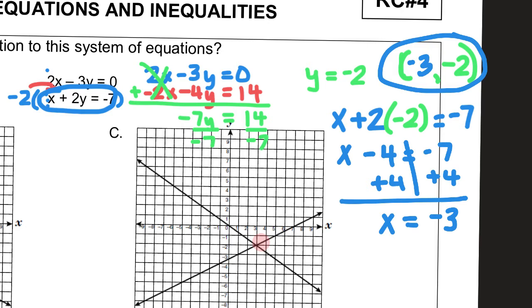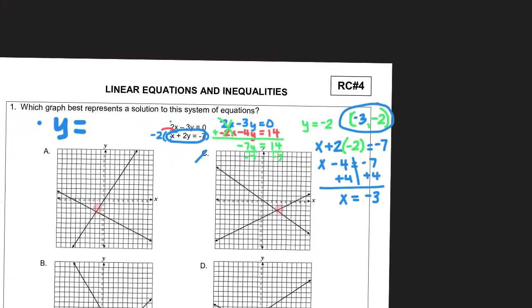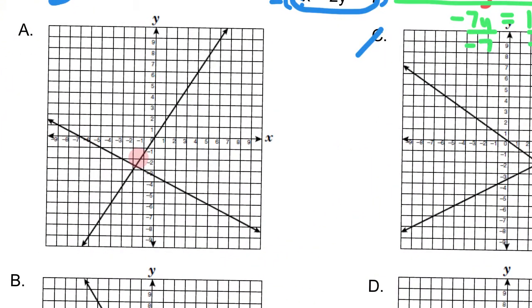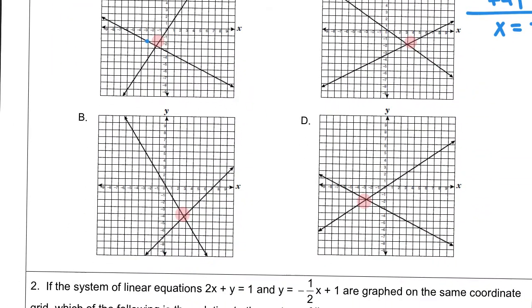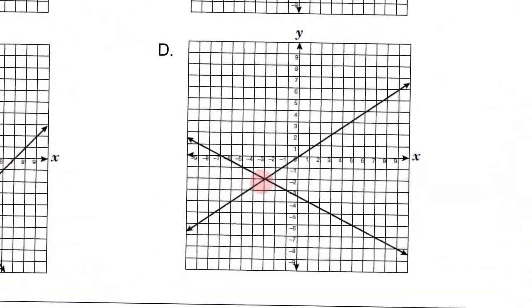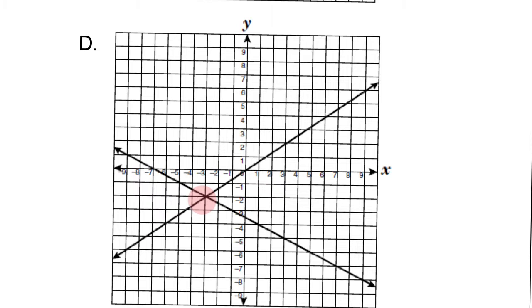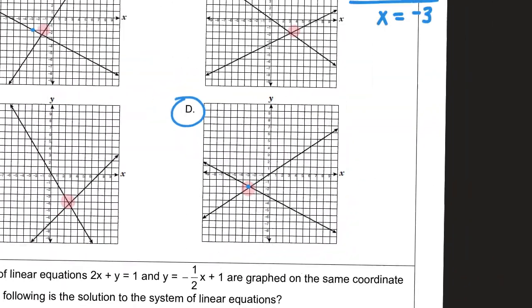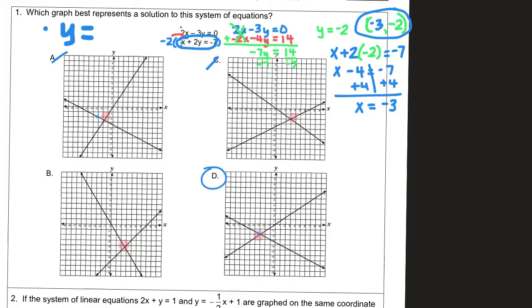That's the solution. So looking at C, I can eliminate that one. Looking at A, -3, -2. That's a point on one line, but it is not a point on both lines. Looking at B, nope, that's not -3, -2. So let's look at D now. -3, -2. That is the point of intersection. So that is the solution to the system of equations.